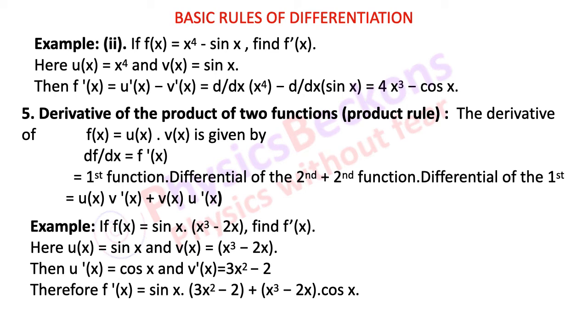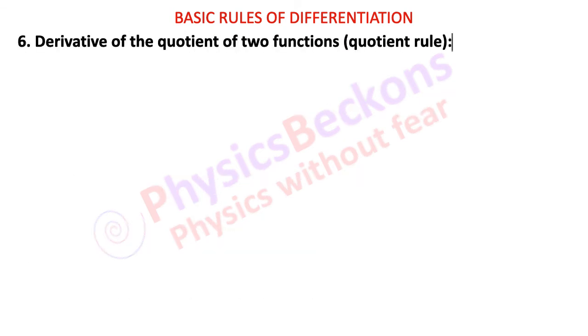Therefore, f dash x is equal to first function, that is sin x, into the differential of the second, plus the second function, that is x cube minus 2x, multiplied by the differential of the first, which is cos x. So you can simplify it and get the final result.